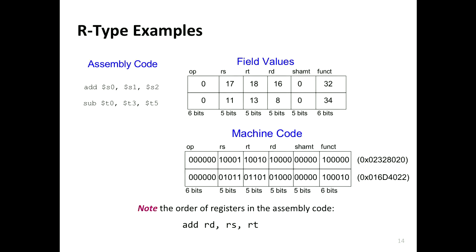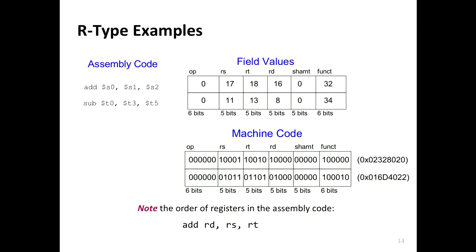Add S0, S1, S2. You're going to read the values in S1 and S2, which means you're going to read the values of the source register, that is RS and RT. When you read out, you're going to read from the register file. So you're going to need RS and RT as the output. And when you write back the result, you're going to feed it into the register file. So you need it as the input. Understood?